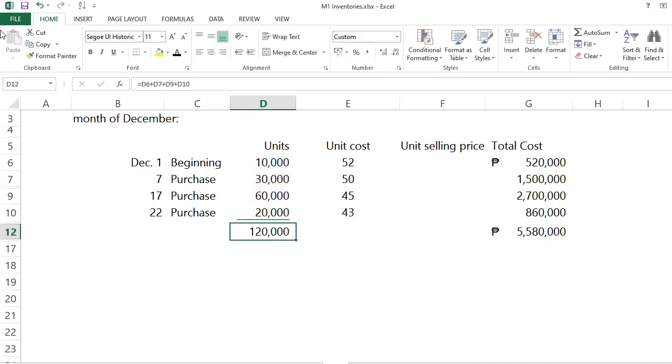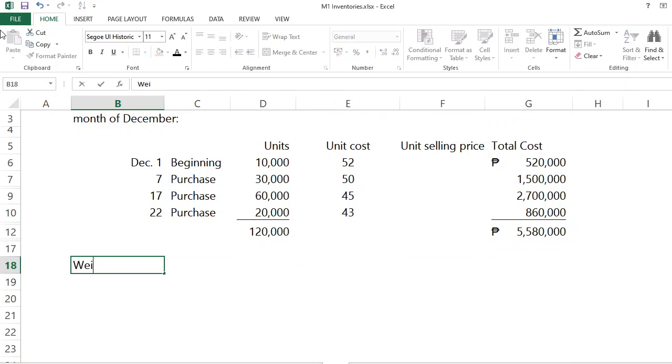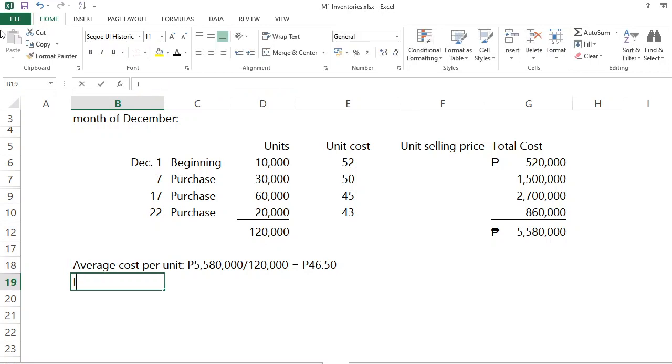That's 120,000 units for 5.58 million in total. So, your weighted average unit cost, mali. Average cost per unit pala yun. That is 5,580,000 divided by 120,000 kabuok, and that would be 46.5 each. And that 46.5, dira na dayon mag-base ato ang inventory and also our cost of goods sold.